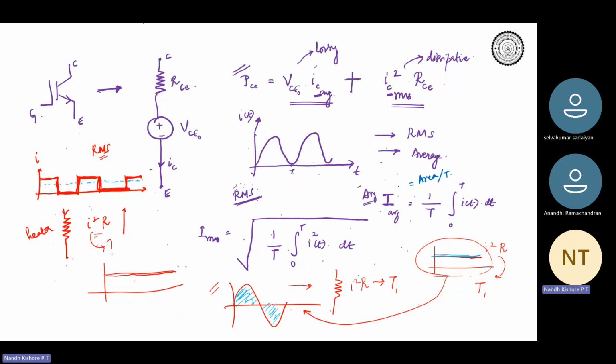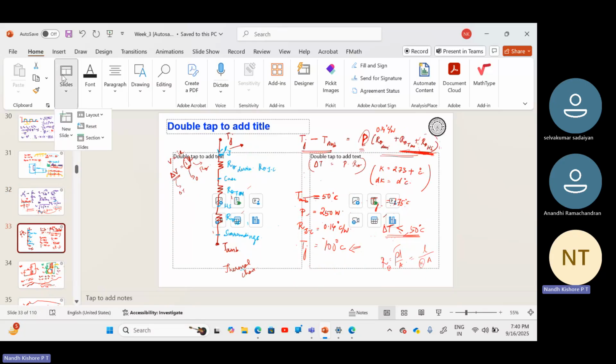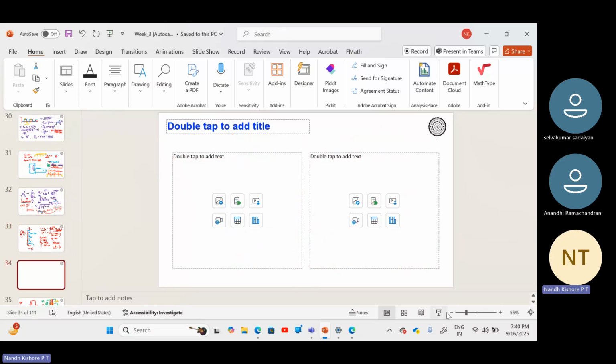Okay. So I have one numerical problem just to compute this heat sink thing. We will see this particular problem and close off. So the question is this. Consider a MOSFET whose thermal resistance R theta JC is 1.8 Kelvin per watt.